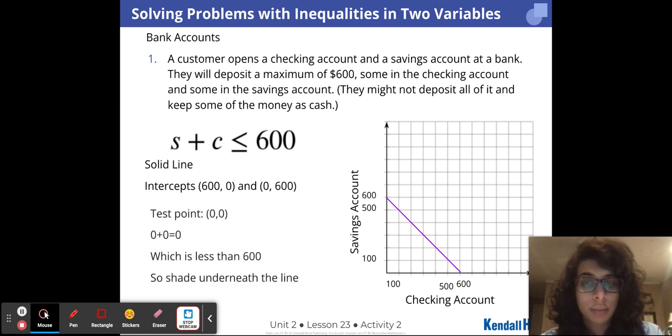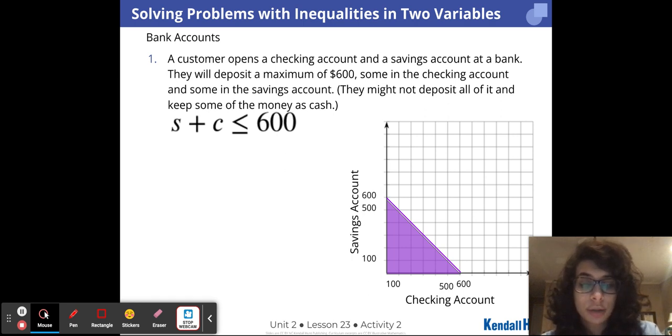I'm going to test a point. I'm going to test the point (0, 0). This is step 2, right? That tells me 0 plus 0 is equal to 0. 0 is less than 600. And so I'm going to shade underneath the line. So that is the graph of my inequality here.